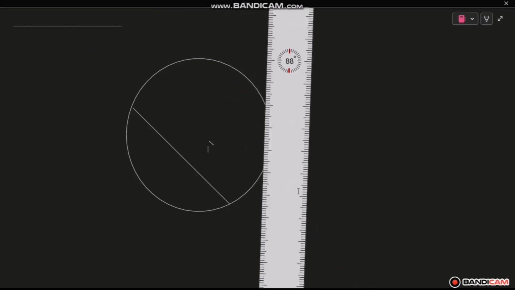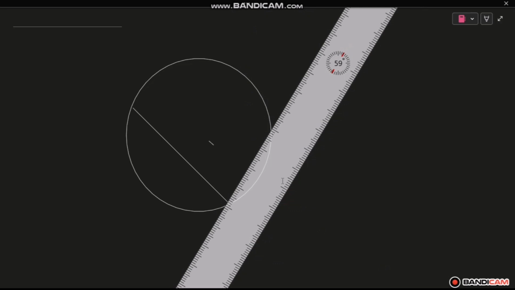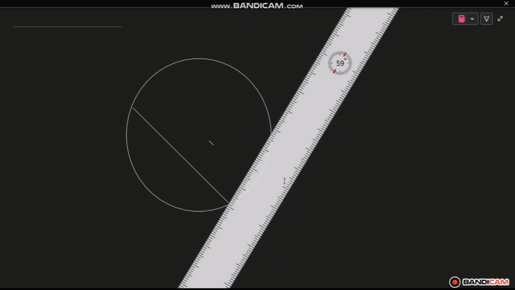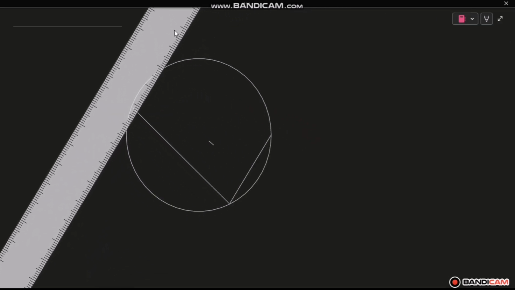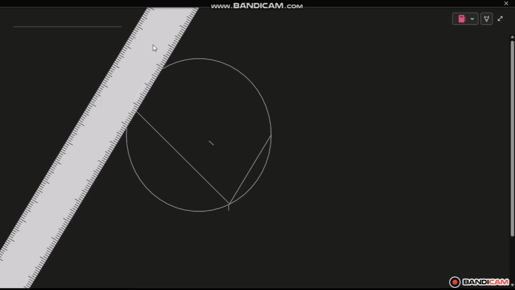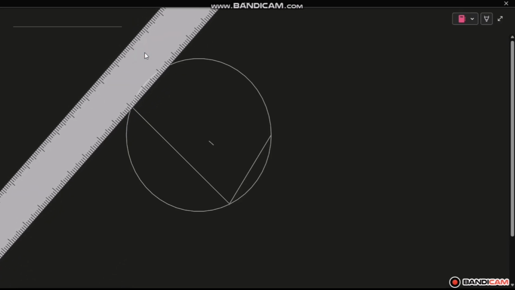So let me just put it here. Okay. So I'm trying to draw a line joining that chord. Remember, that's a chord. Let's try to move it to the other side of the circle. We can draw another chord. And the most important thing: a cyclic quadrilateral is formed by chords and must have 4 sides.